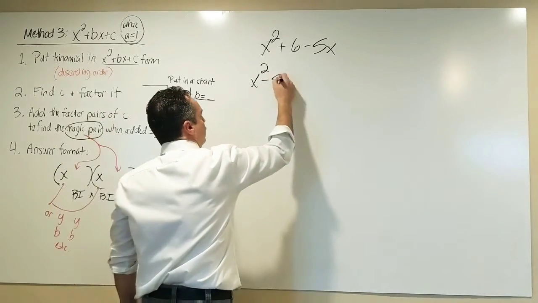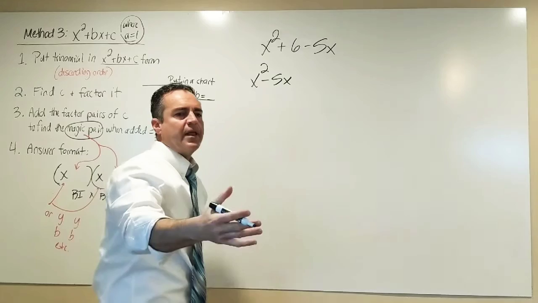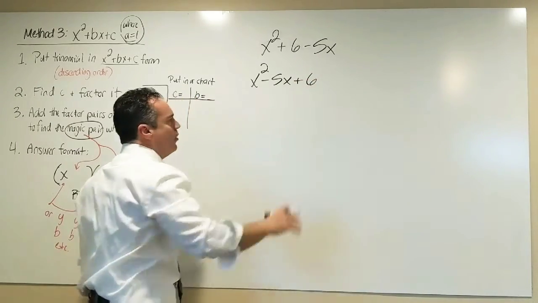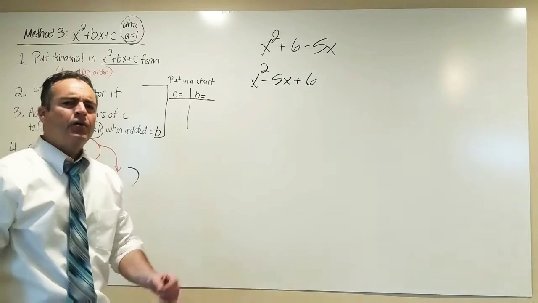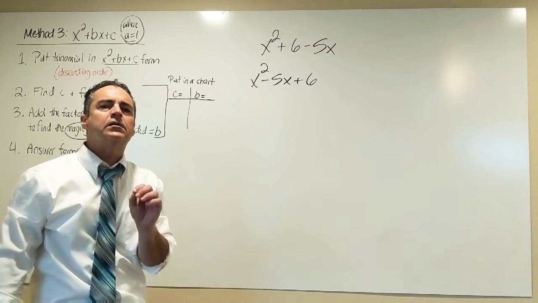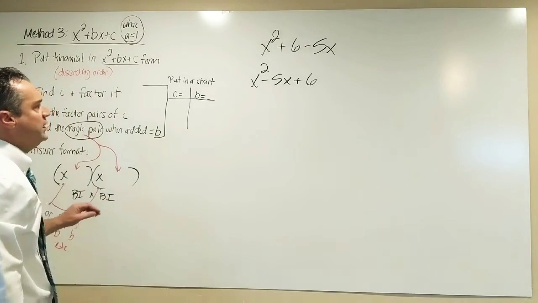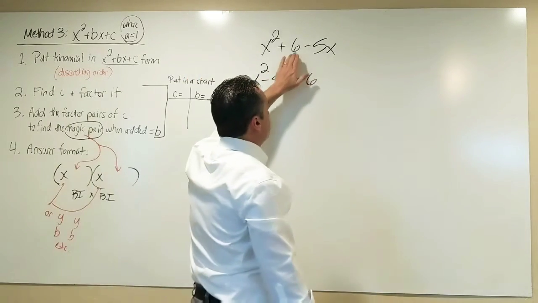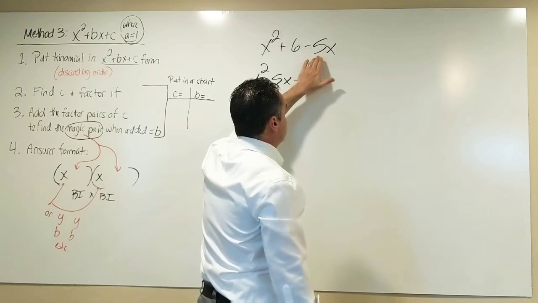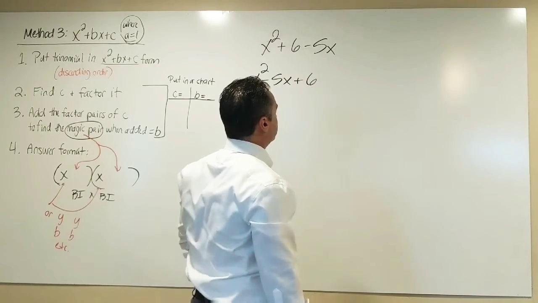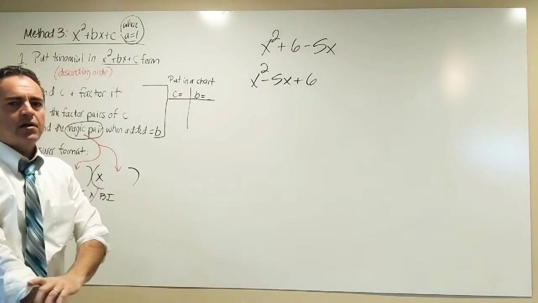Negative 5x. And my last term, what's my last term, Cole? 6. That's right, we're going to put plus 6. So this is all in descending order. One of the reasons we do this is so we can clearly see A, B, and C. If we leave it in this order, we could think that's B, and that's C. But the reality is that's actually C, because it goes here. And we just got done talking about that.